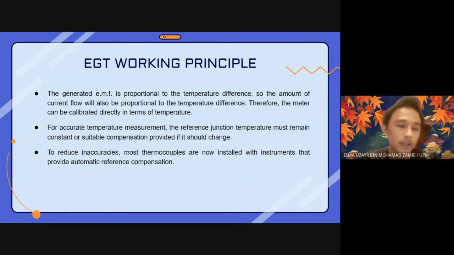The EMF generated is proportional, as I said before, to the temperature difference, so the amount of current flow will also be proportional to the temperature difference. Therefore, the meter can be calibrated directly in terms of temperature. Thus, for accurate temperature measurement, the reference junction temperature must remain constant, or suitable compensation provided if it should change. So basically, the cold junction must be kept at 0 Celsius, and if it does need to change, then we must introduce a compensating element. And the last one is to reduce inaccuracy: nowadays, thermocouples are installed with instruments provided with automatic reference compensation.